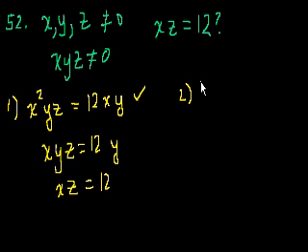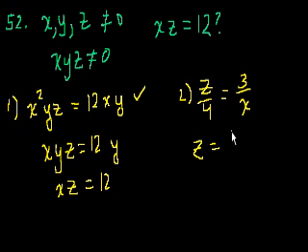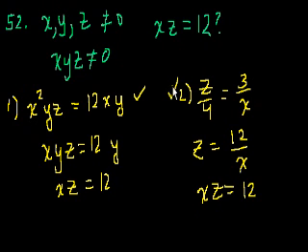Statement 2 tells us that z over 4 is equal to 3 over x. And here we can cross multiply. X times z is equal to 3 times 4. And if that didn't make sense to you, you could do it one step at a time. Multiply both sides by 4. You get z is equal to 12 over x. Now multiply both sides by x, and you get xz is equal to 12. So each statement independently is enough to solve the equation.